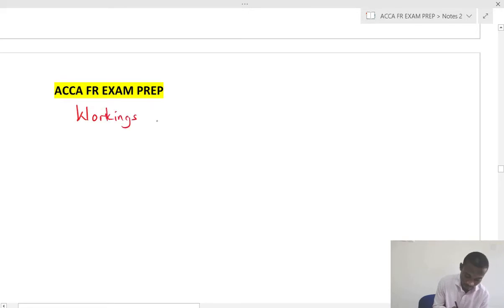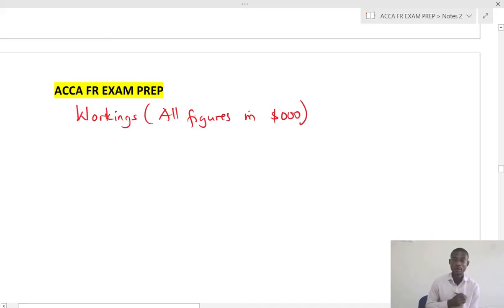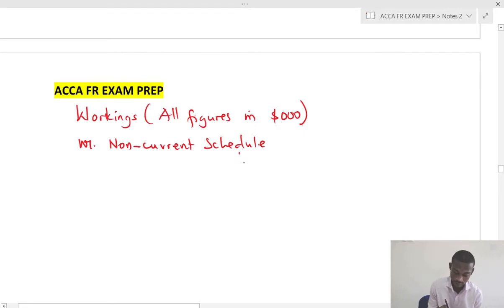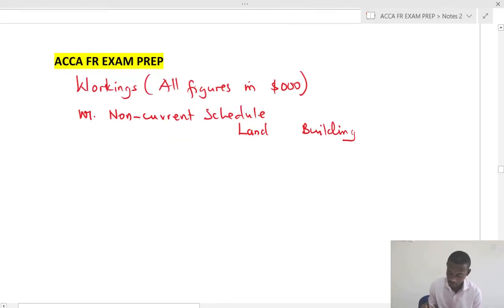And I'll say all figures in thousands of dollars. So if this is my workings 1, I want to look at the non-current asset schedule. And the reason I'll do this is to find a gain. So the schedule will give me the land, will give me the building. So what I'll do here is to bring the land and the building at their cost.